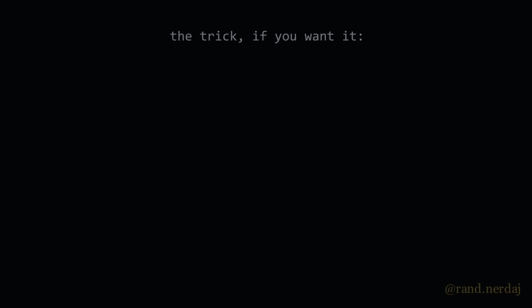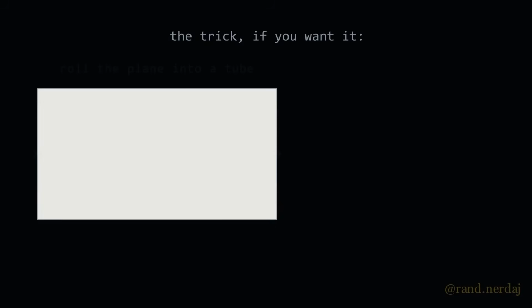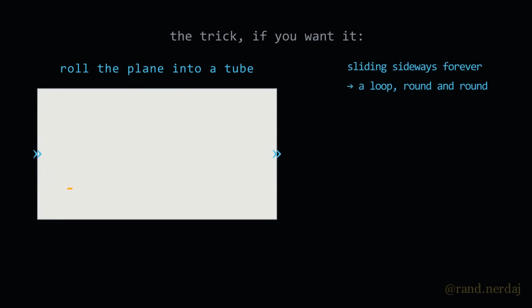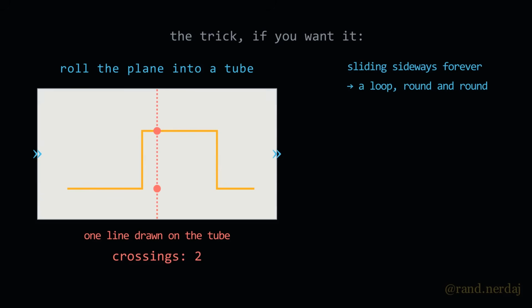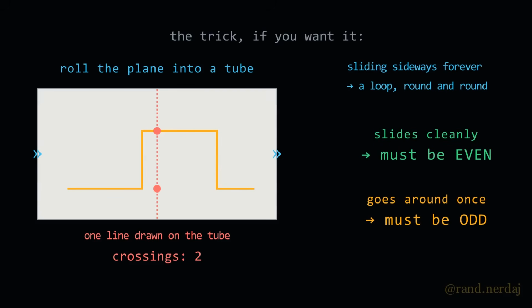The trick, if you want it, is kind of nice. You roll the whole plane up into a tube. So a pattern sliding sideways forever becomes a loop going around and around. Then you count the amount of times the pattern crosses one line drawn along that tube. If the pattern really were sliding cleanly, that count is forced to come out even. But anything that goes around that tube once has to cross an odd amount of times. Even and odd. It can't be both.